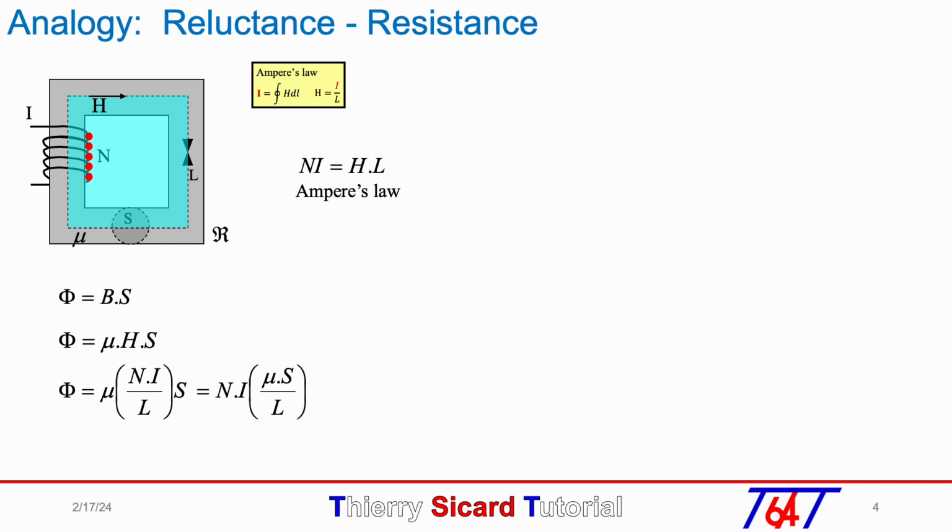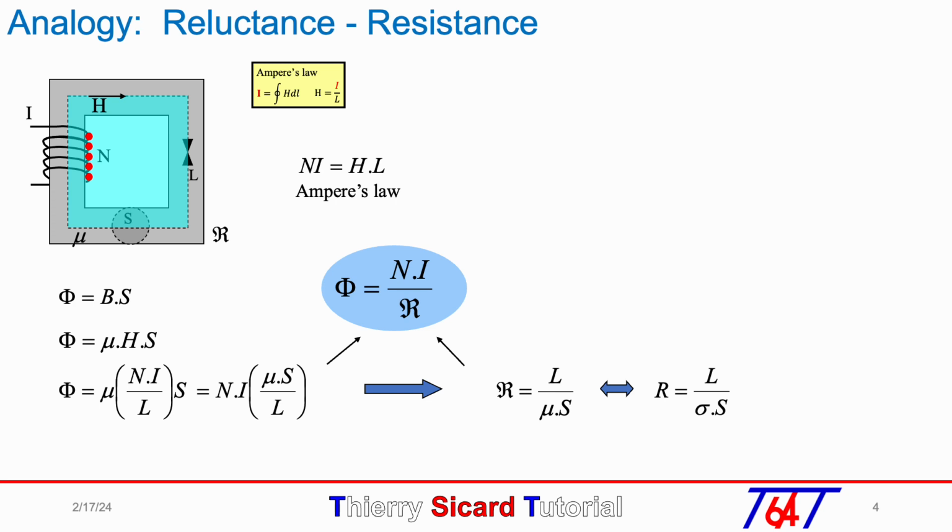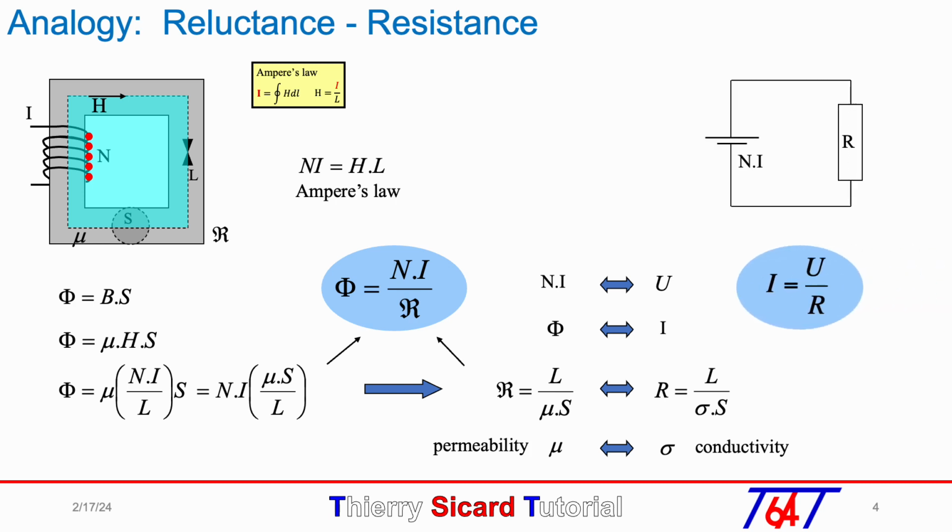If we define the reluctance R as R equals L over mu S, we can write phi equals N times I over R. We can note that the resistance formula R equals L over sigma S is similar to the reluctance, with permeability for the reluctance and conductivity for the resistance. If we replace the flux phi by I and N times I by U, we get an electrical circuit analogy to model the magnetic circuit.